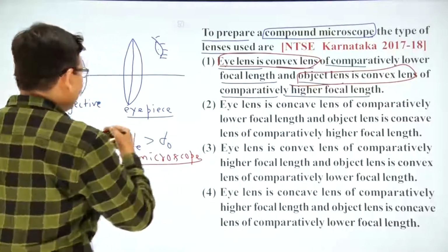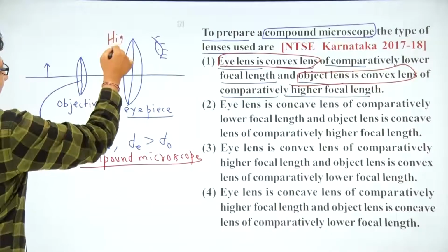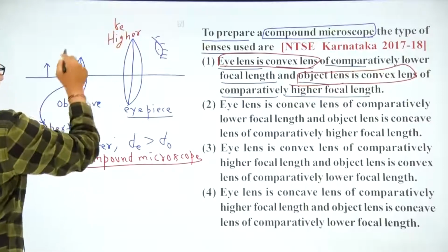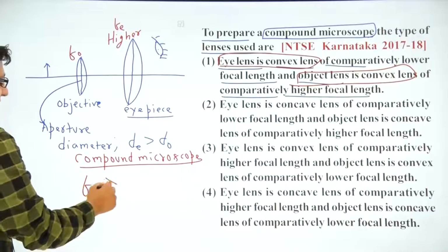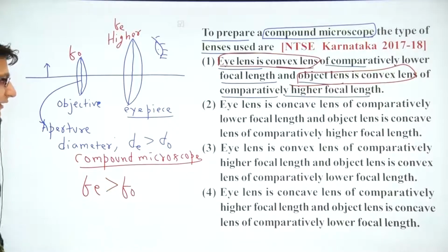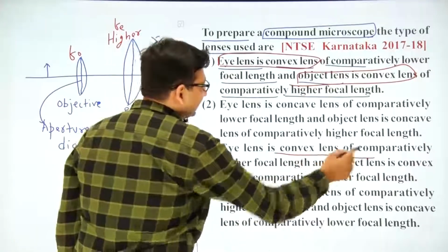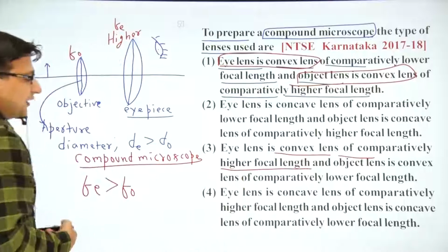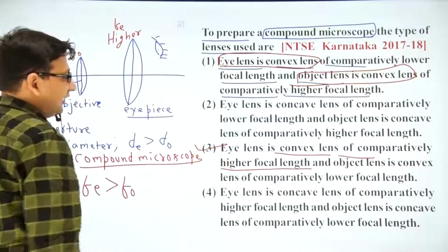There is a standard result that the eye lens has the larger focal length. Here the focal length is comparatively higher than the objective. So if the eye lens has a higher focal length as compared to the objective, let us see which option is matching. Eye lens is a convex lens of comparatively higher focal length, then the object lens is a convex lens of comparatively lower focal length. Yes, option 3 is correct.